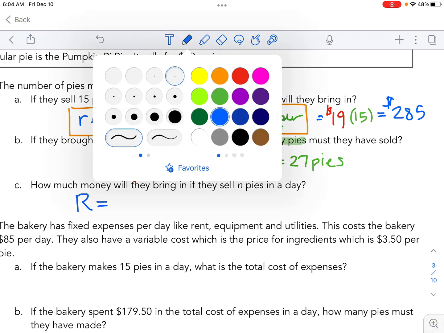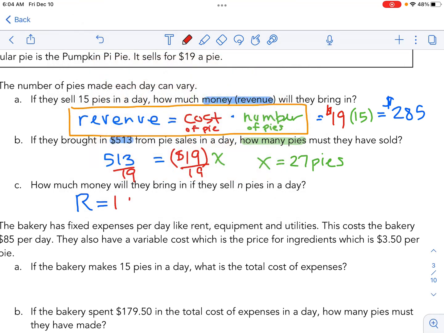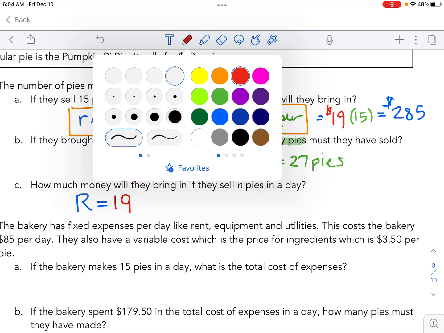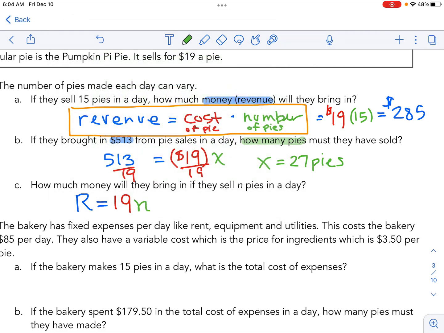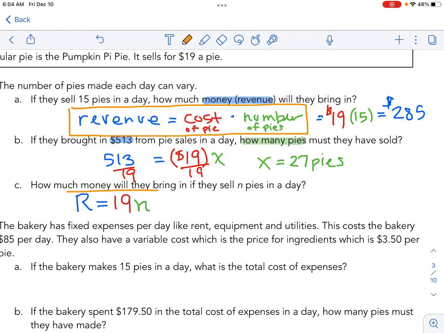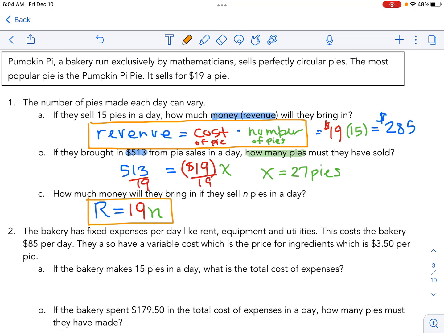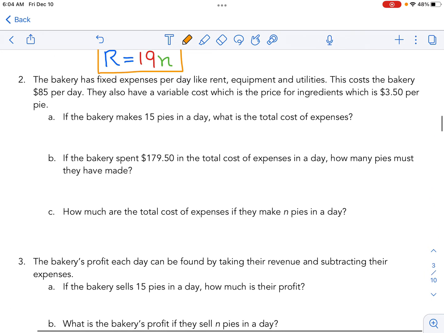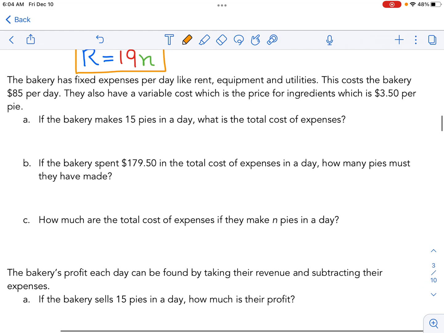So we can come up with an expression to relate them, and this is where I'm going to start abbreviating: the revenue equals the cost of a pie. Since that's a constant, we're just going to put in the number 19 times the number of pies. I used X, but maybe we want to use N for number of pies. So there would be a viable formula or equation for this situation, for this context, so to speak. So that's the idea here.